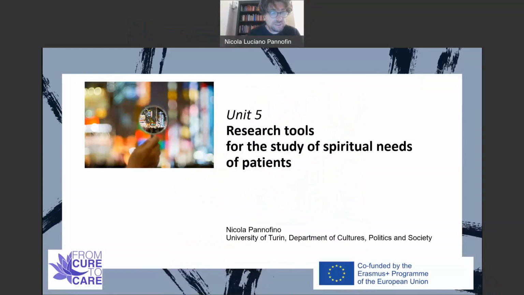Welcome students to Unit 5, Research Tools for the Study of Spiritual Needs of Patients. In this unit, we'll deal with the methodological aspects related to the elaboration of tools used for the collection of patients' spiritual histories.